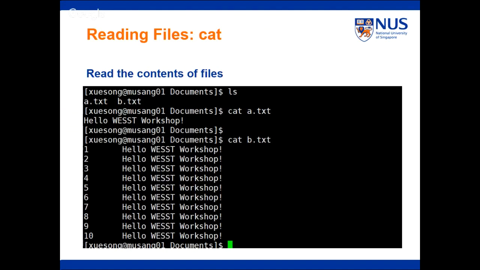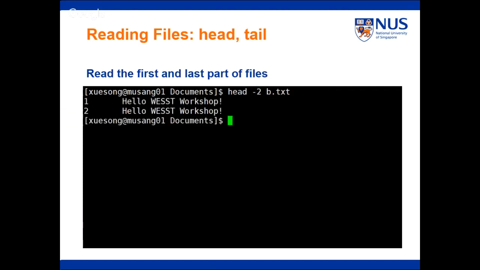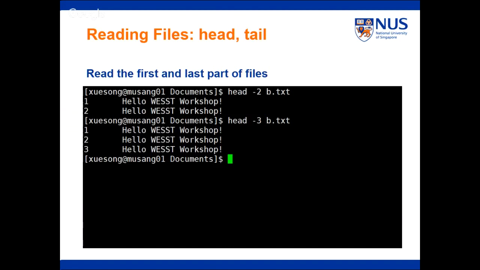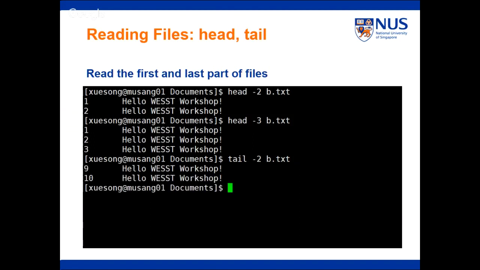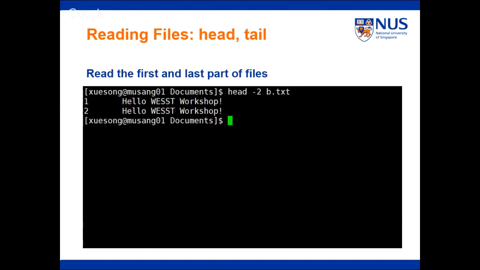Okay, so what if the file is too big to view entirely? Then we have commands to view just the first and the last parts of a file. For example, you issue head -2 b.txt, it gives you the first 2 lines, or you view the first 3 lines, and tail's usage is the same. It shows you the last 2 lines of the document, right? Just use a dash followed by the number of rows you want to view.